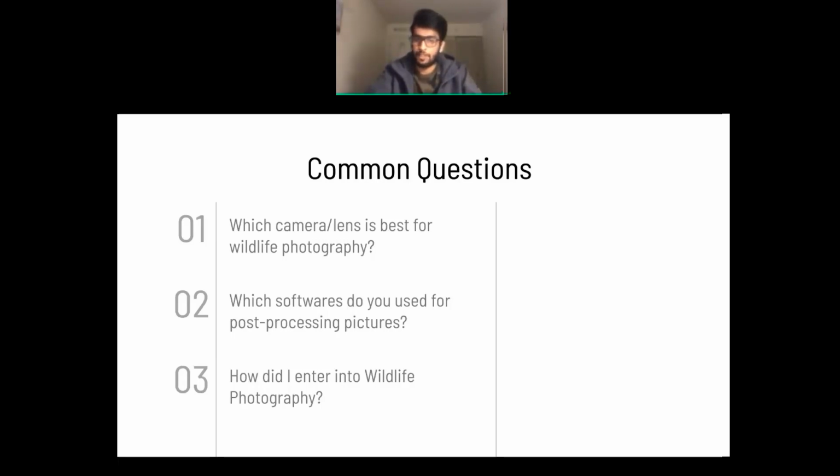And secondly, which software do I use for post-processing pictures? Mostly I use Adobe Lightroom and sometimes Adobe Photoshop as well, if I need to color correct or remove some unwanted elements from the pictures. And how did I enter into wildlife photography? As I mentioned in question one, I entered into wildlife photography just because of the photography section. I really thank the photography section, which made me get into this beautiful art. As I go along, I'll try to answer these questions in more detail.